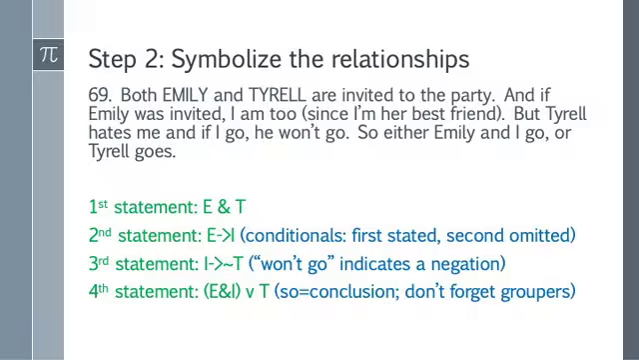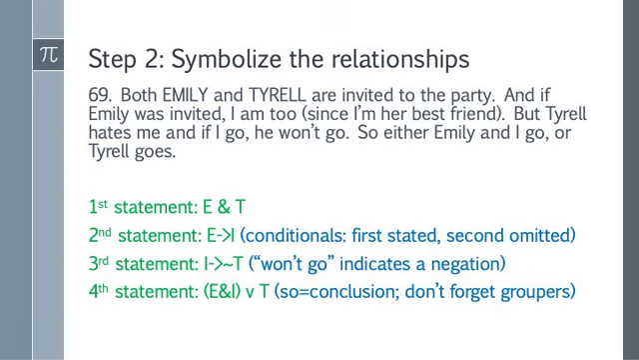So the first statement says, both Emily and Tyrell are invited to the party. That's a clear and. So you just have E and T. Second statement, and if Emily was invited, I am too, since I'm her best friend. So this part about being the best friend is parentheses. It's not really relevant, but if Emily was invited, I am too. So this is a conditional, right? E, arrow, I.